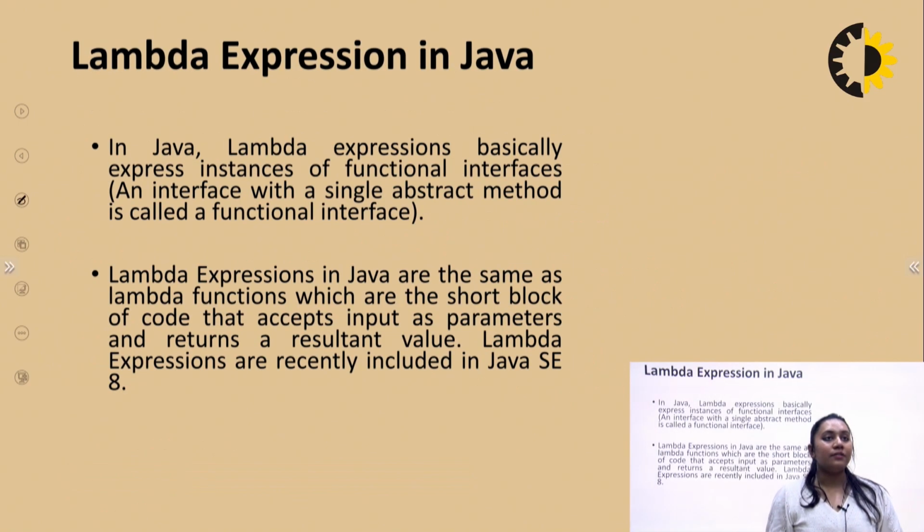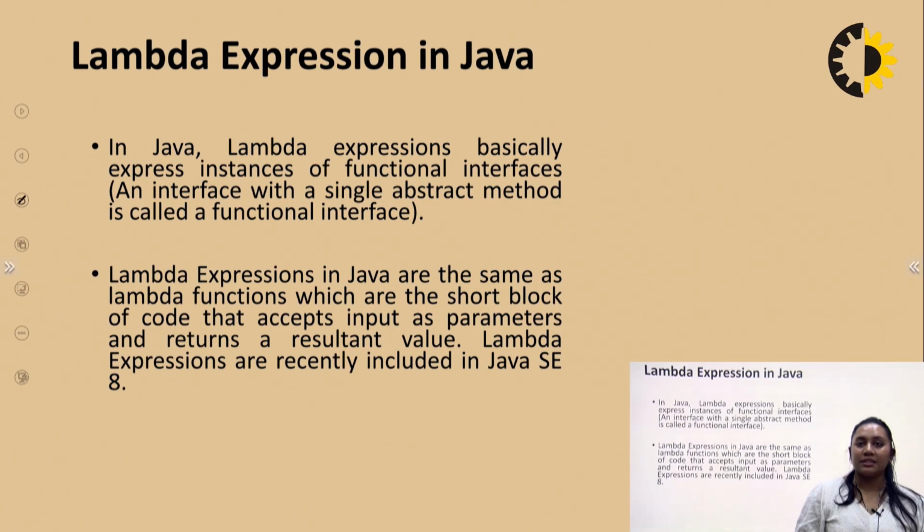Next, we have the lambda expression in Java. Basically, it expresses an instance of a functional interface, which is also known as a single abstract method interface. A lambda expression is a short block of code that accepts input as parameters and returns a resultant value. It was introduced in Java SE 8.